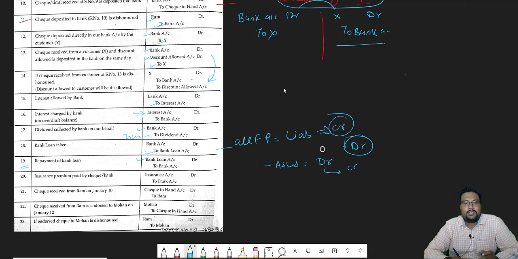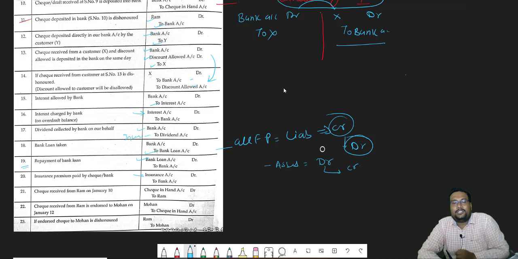When insurance premium is paid by check or bank, that is actually an expense for the business. That's why it is debit. Now, when the bank is paying your insurance premium, the bank will decrease your account, and when the bank decreases your account, it decreases your assets. It means it will be debit to credit.